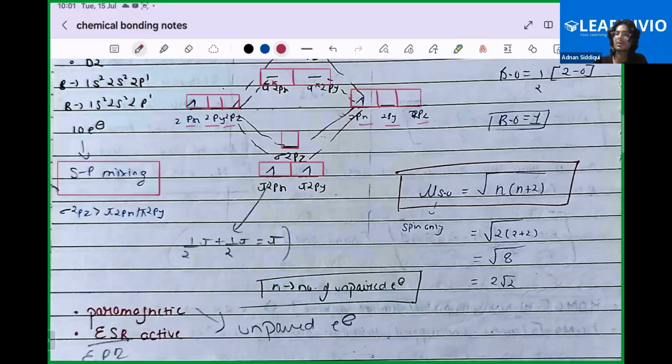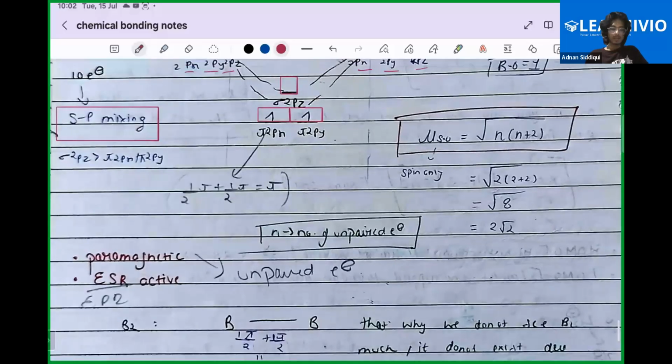Do you remember what sp mixing is? Or is it gone? sp mixing, s and p orbital mixing. I told you in the previous class. I know that. Good. I am going to use it in the diagram, right? So just keep this in mind.